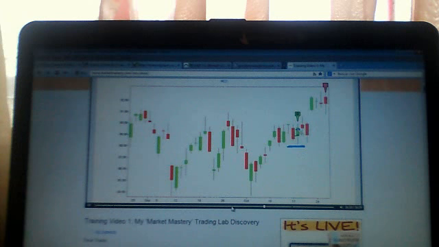You can see here getting long right here, and then the market takes a dive down. You don't want to get hit prematurely here. And only the gap up the next day. Now it hits the profit target for half the position right up in here.